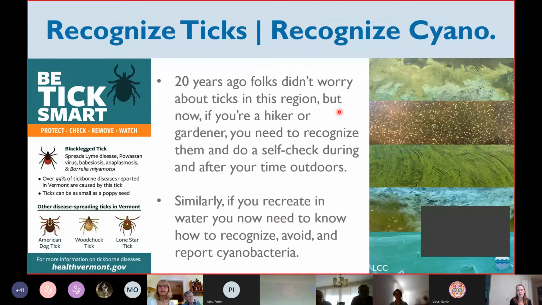Similar to the situation with ticks: 20 years ago, if you lived in this region and you were an outdoorsy person, you could hike, roll down a hillside, not have to do a tick check. That's no longer the case. And it's similar for cyanobacteria. If you're a water person, you now need to know how to recognize it, avoid that contact, and hopefully report it so we can keep everybody safe.